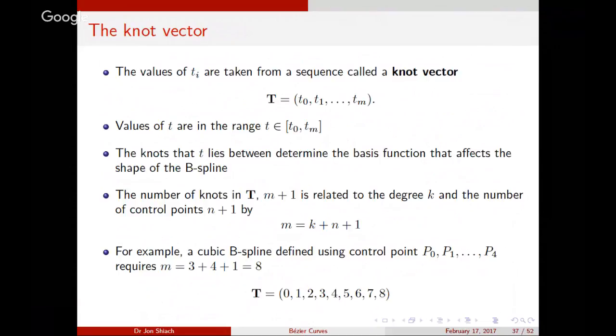Basically we need numbers, and the numbers have got to be increasing. So the simplest one is 0 to 8, we need 9 numbers because we start at 0 and end at 8. So you might as well start at 0, end at 8. I could have started at 1 and ended at 9. I could have started at -9 and ended at -1, as long as each number is bigger than the number to its left. So this is a knot vector.